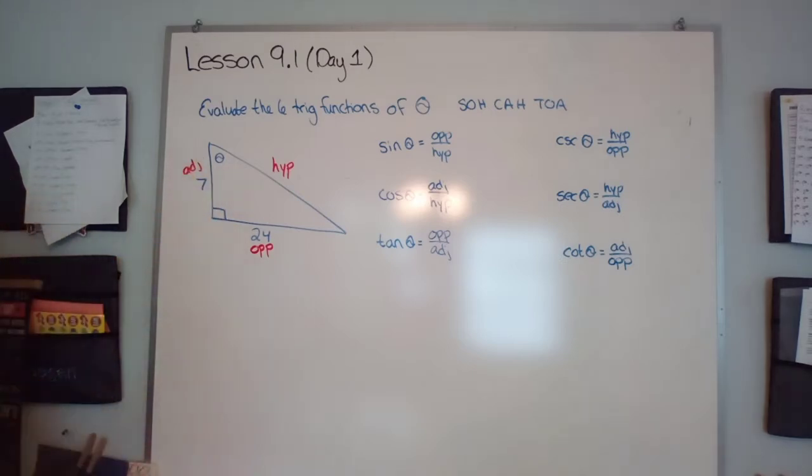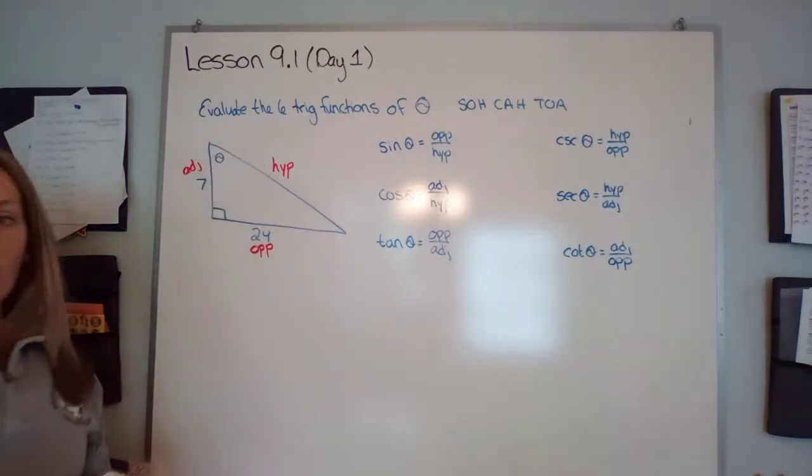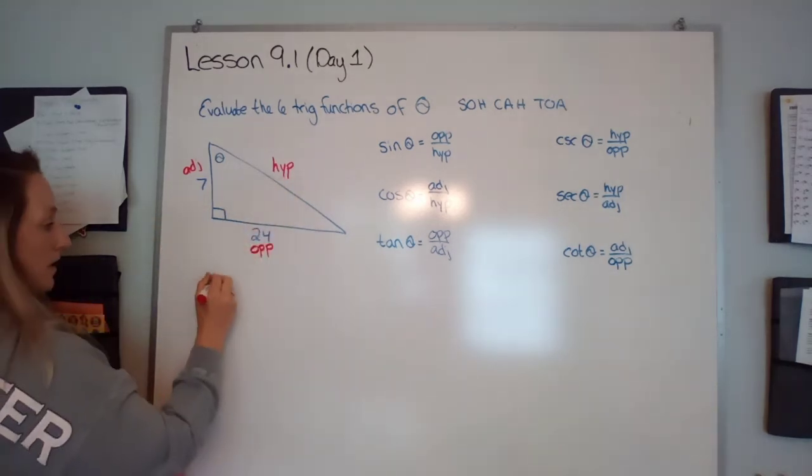All right? In order to set up all the trig ratios, I need to know the 3 sides of the triangle. And I only know 2. So what is a method that we can use to solve for the missing side? Pythagorean theorem. All right, a squared plus b squared equals c squared. So that's what I'll do here.